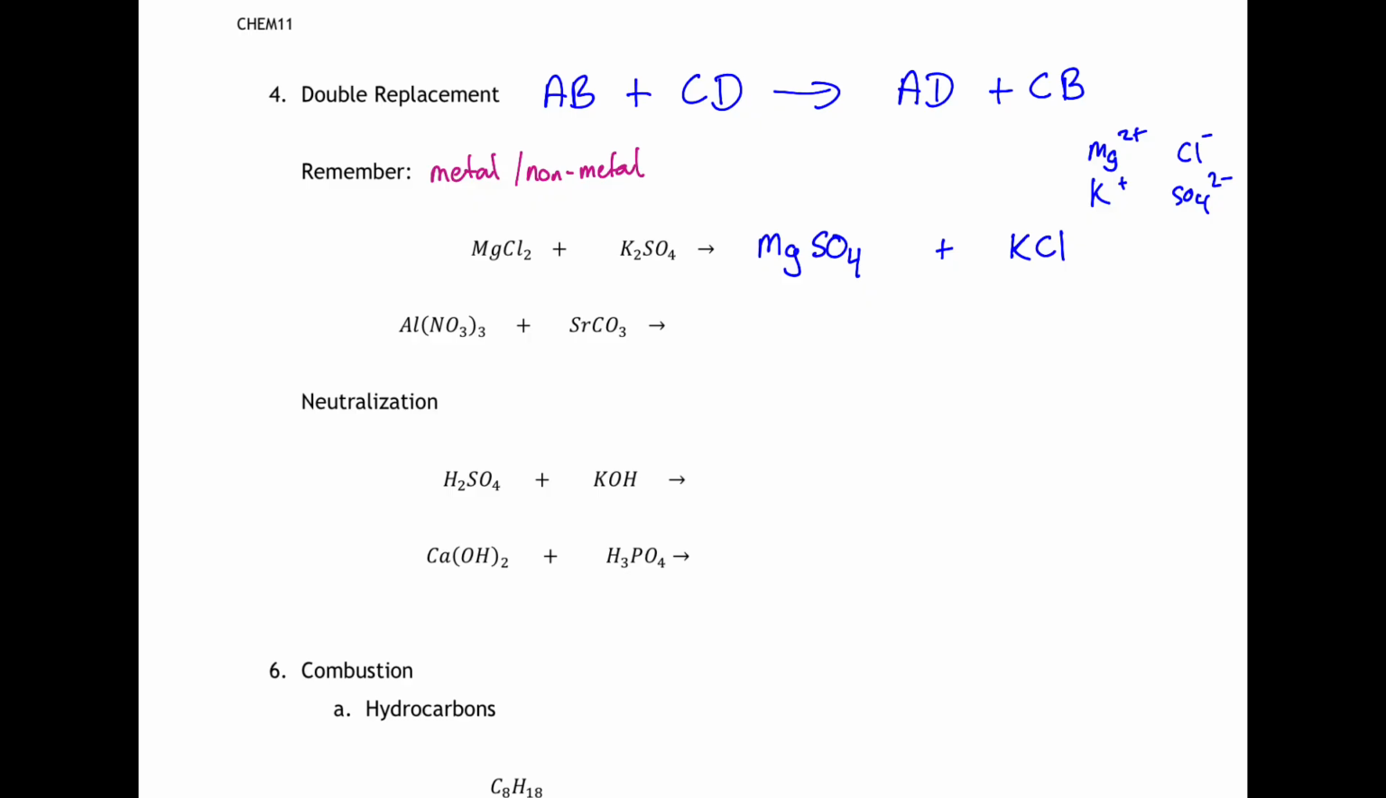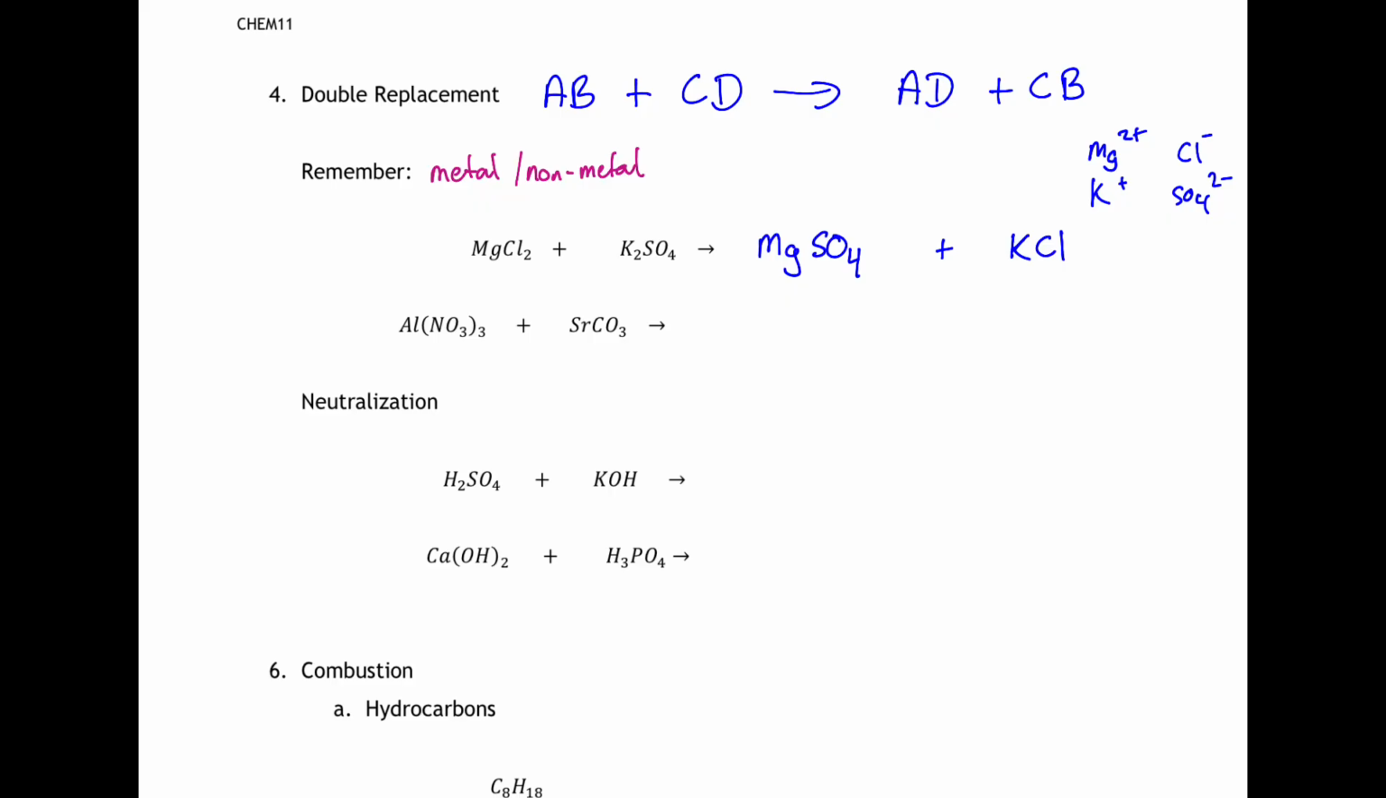S is in column 18, 2 away from the noble gases. That's why it has a 2. P for phosphate is 3 away from noble gases. That's why it has 3. So now we take a look at our new compounds. Is this compound balanced? Yeah, we got a 2 plus stuck to a 2 minus, a 1 stuck to a 1. Okay, so each of our compounds is now set.